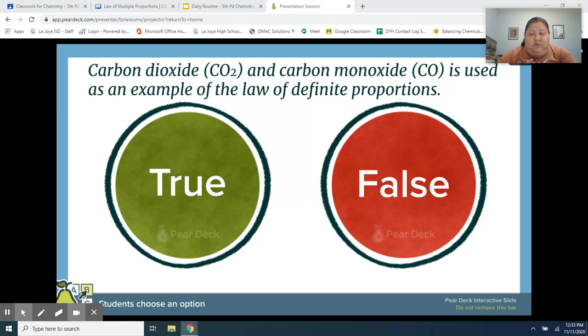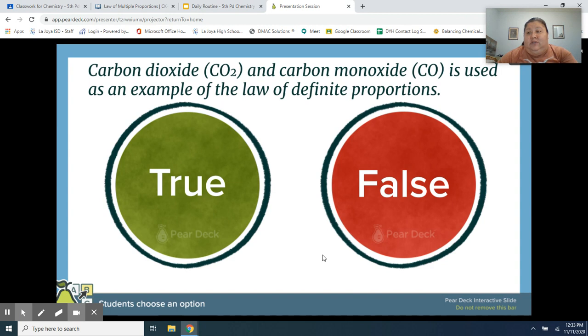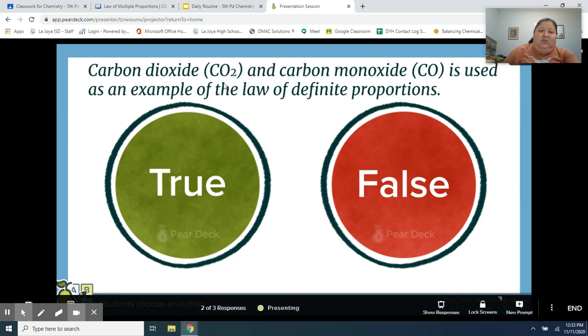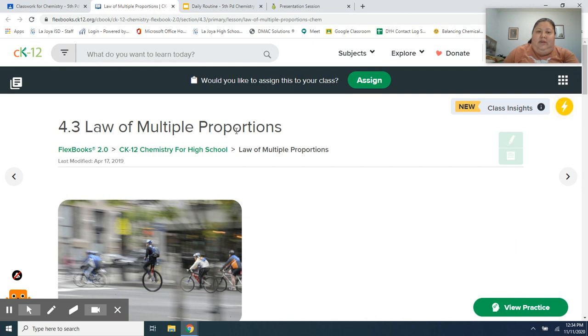True, according to Efrain. Is today's topic the law of definite proportion? Is today's topic the law of definite proportions? Irvin is the only one who's saying false. Is today's topic the law of definite proportions? And I'm going to go to the electronic version really quick. Look at what the topic is named.